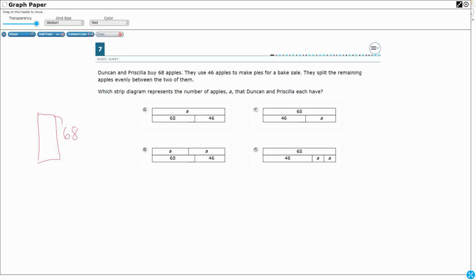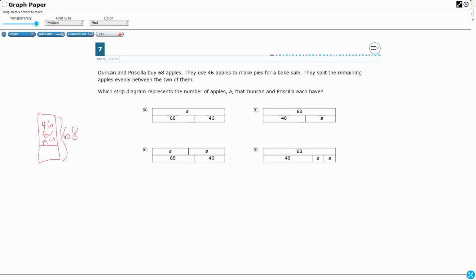That's the total, right? 46 of the apples are used. So that's going to be more than half. So I'm going to draw a line right around there. And I'm going to say 46 for pie. So they're making a pie. All right, so we got 46 of the apples that are going to be used for the bake sale.